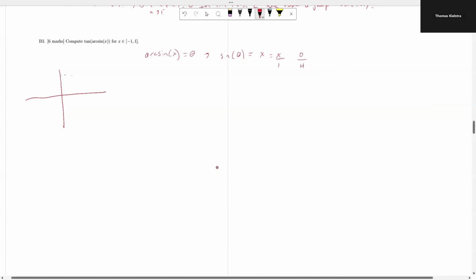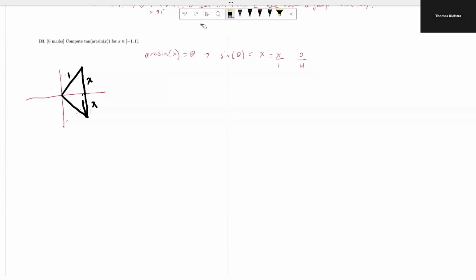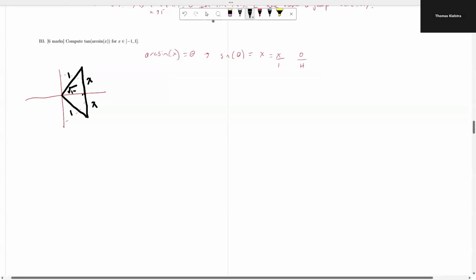So in my interval here, I'm going to have my two possible triangles. I have x and 1. And now when I'm negative, the x goes down here, which is negative, and 1. And in both cases, I get √1 minus x squared. So these are my two triangles.